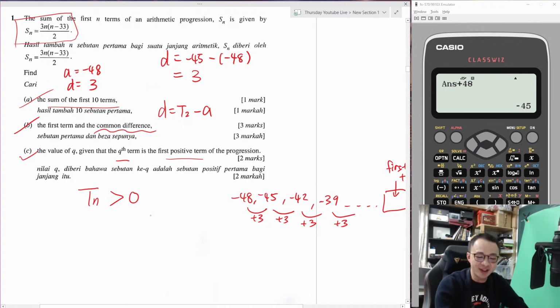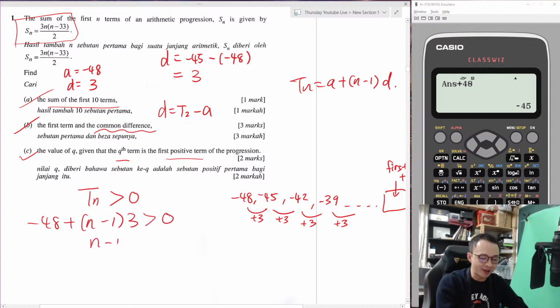Right, so we know the Tn formula, which is a plus n minus 1 d. So I have my a, I want to find my n, and I have my d. Tn must be bigger than 0. So n minus 1 must be bigger than 48 divided by 3. n minus 1 must be bigger than 16. n must be bigger than 17.